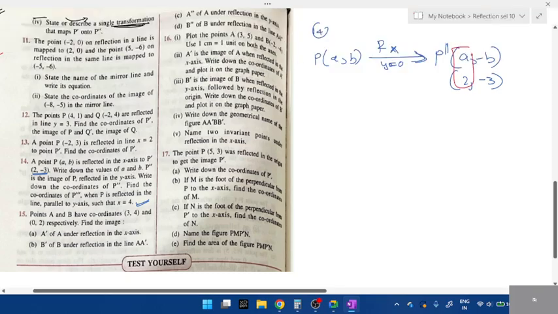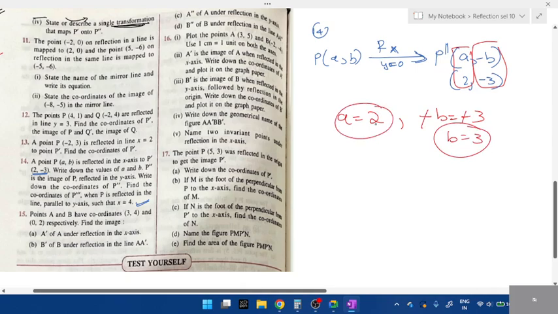What is A value? 2. For B, take the entire thing, right? Minus B is equal to minus 3. Yes. What is B? B is equal to 3. So what they mean by this is, what is A value 2 and 3, right?